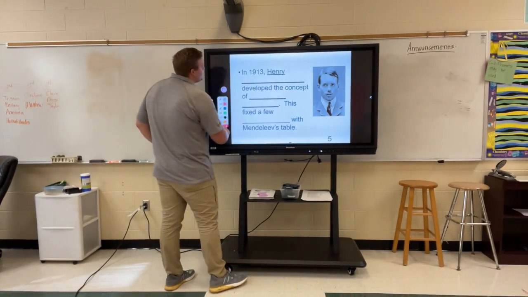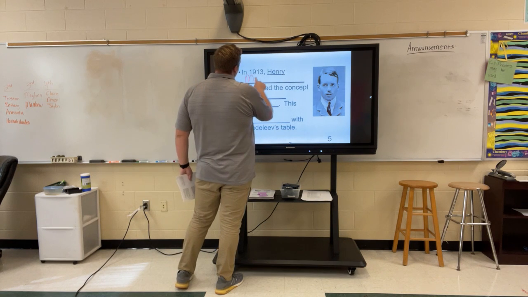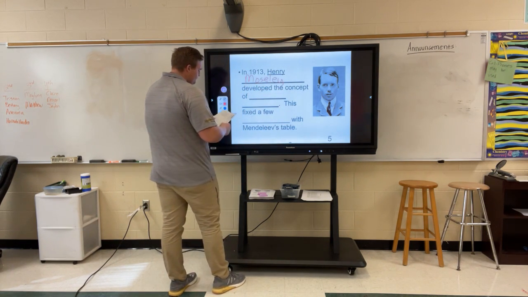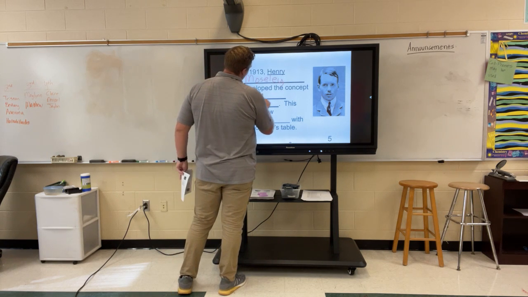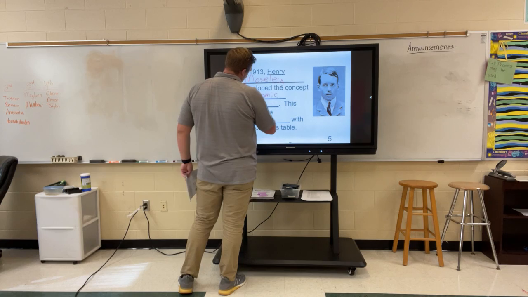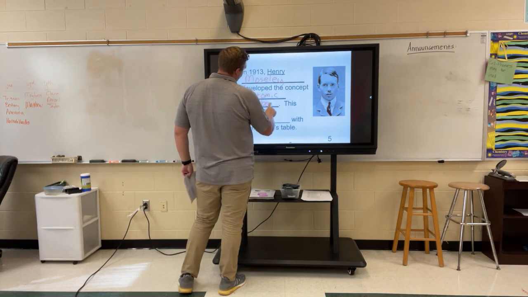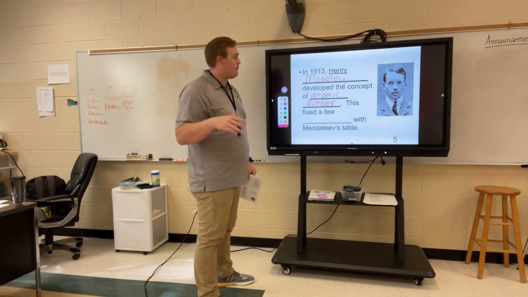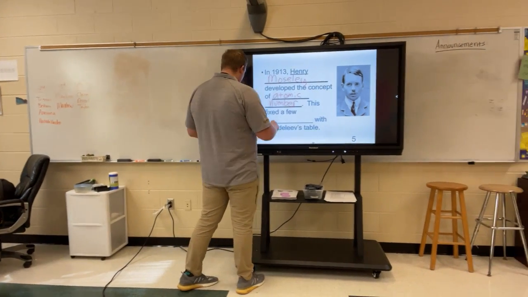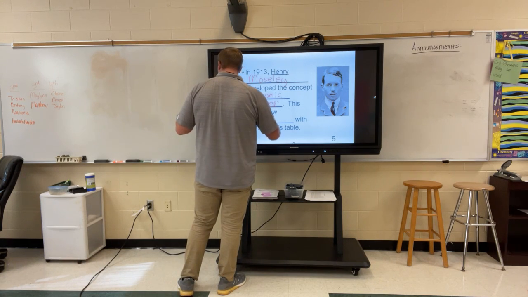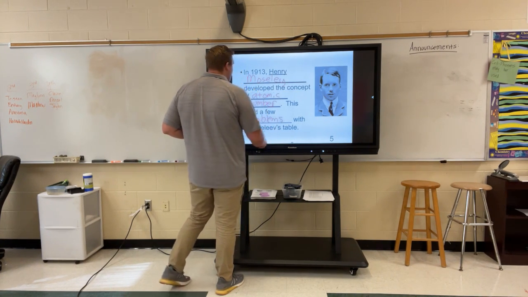And so in 1913, Henry Moseley developed the concept of atomic number. He came up with the idea of atomic number. And so this fixed a few problems with Mendeleev's table, okay?